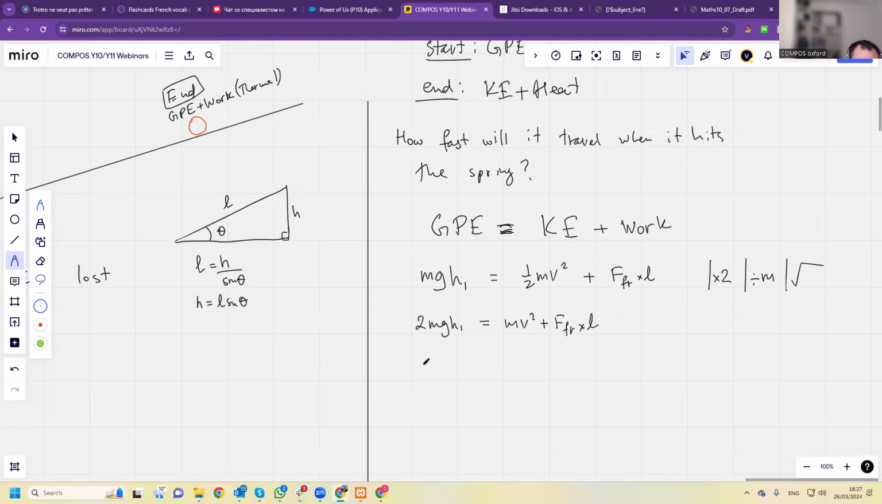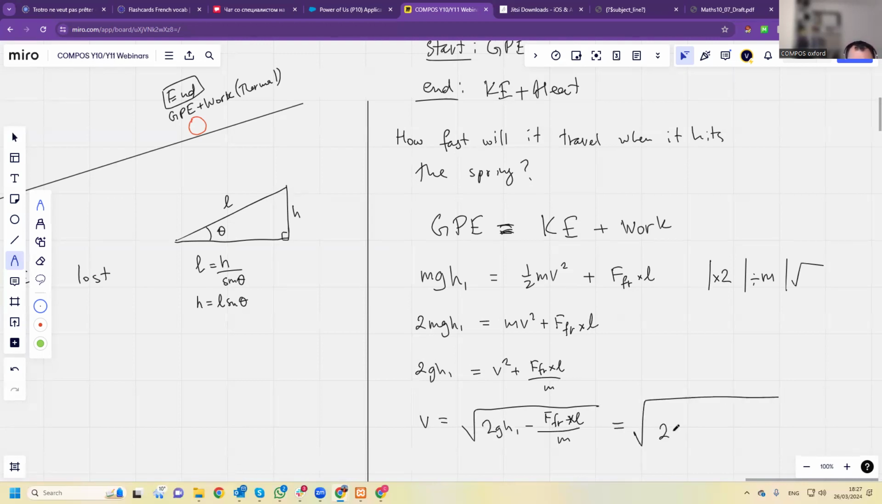Then we divide by m, so 2gh1 equals v squared plus F friction times L divided by m. And then v is equal to square root of 2gh1 minus F friction times L divided by m. And you can see the speed depends on the height minus the friction force, minus the work.